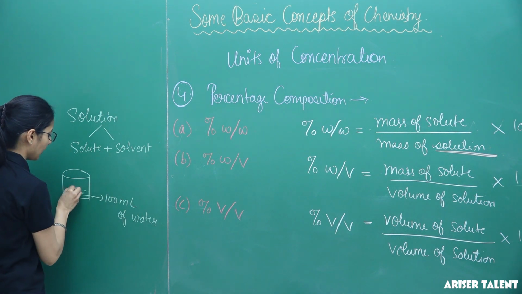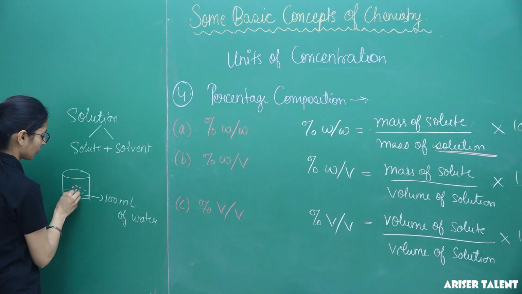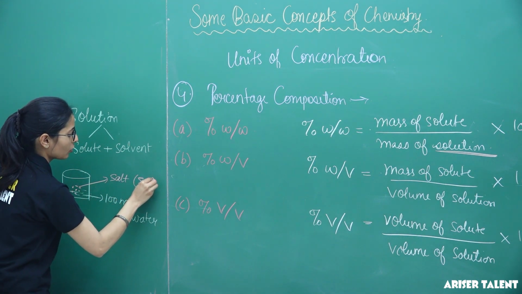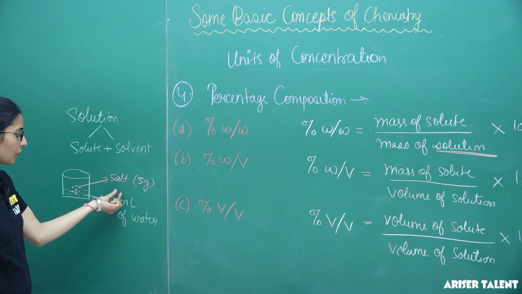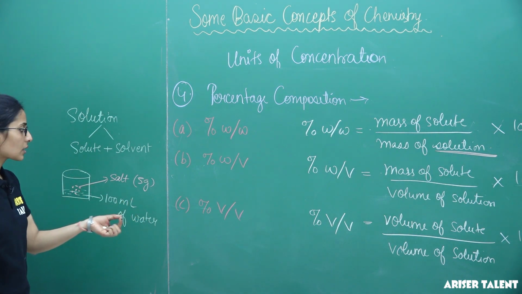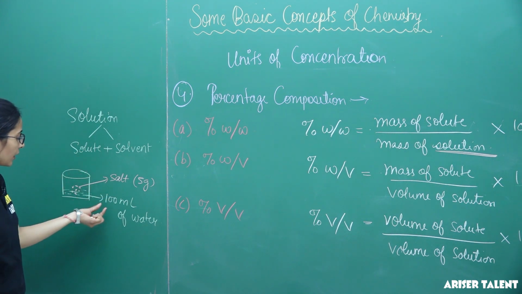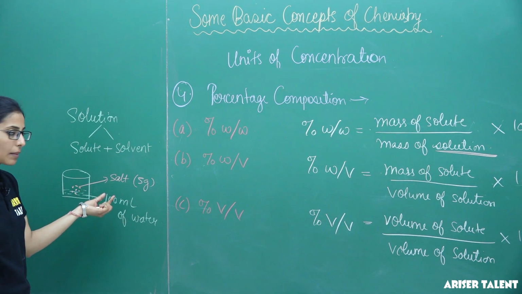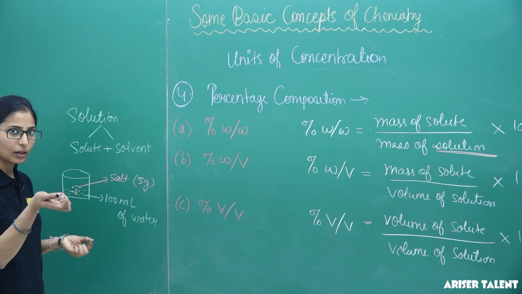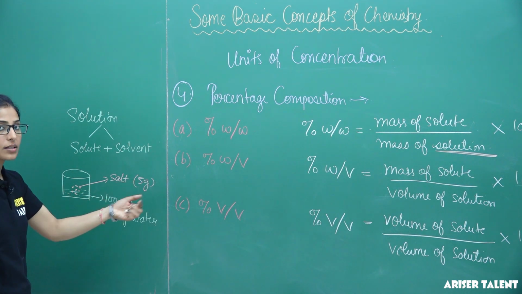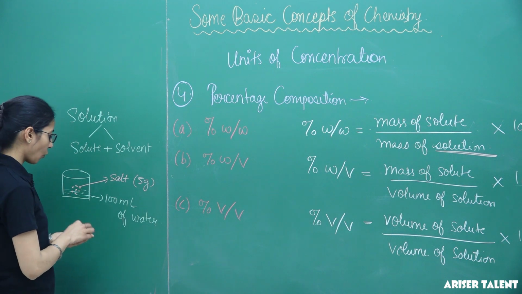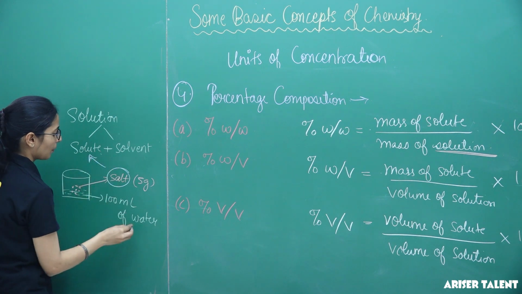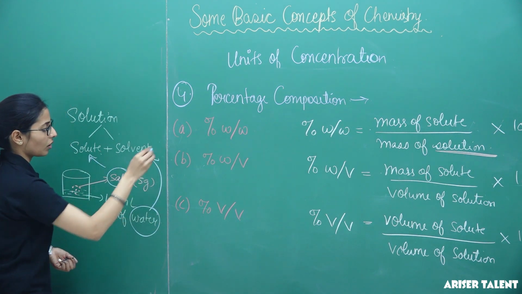Here I have salt, and let us say this is 5 grams. The thing which is present in lesser amount is considered as the solute. Here it is 100 ml, but this is 5 grams. Obviously 100 ml is much more than 5 gram. 5 gram is a very little quantity. So, this 5 gram which is present in lesser amount is known as the solute. So, salt is a solute, but water is a solvent.